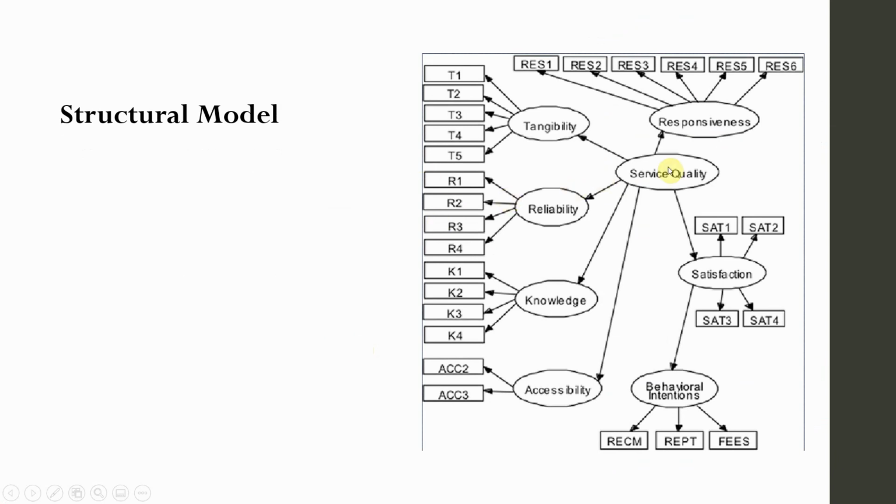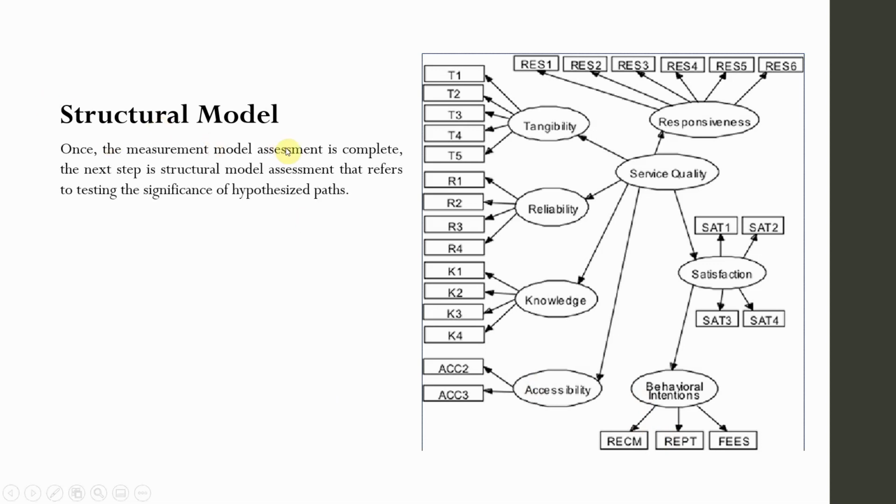Moving on, the structural model. Now this is the structural model. Look at the arrows now. They are not double-headed arrows. Now one variable is influencing another variable. Here a higher order construct is influencing satisfaction. Satisfaction is influencing behavioral intention. These are the structural relationships, and we are going to look into this in detail as well.